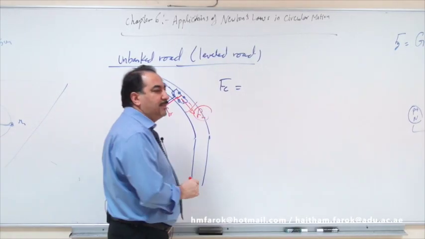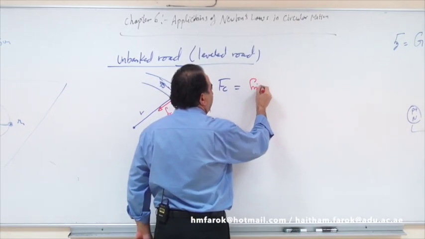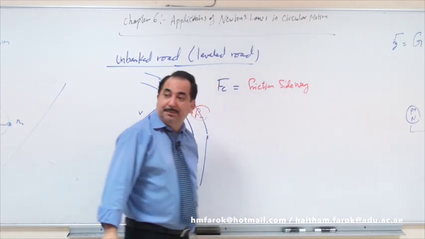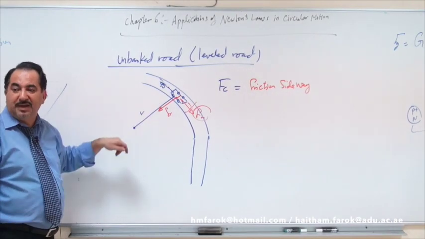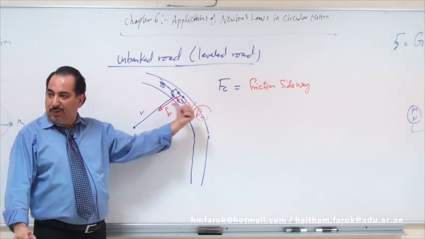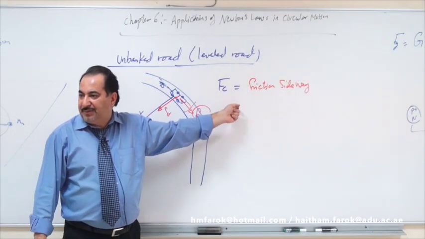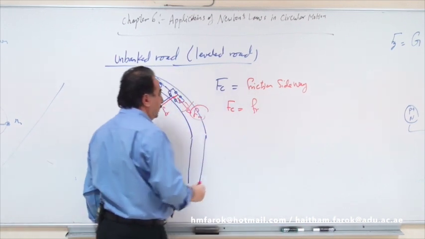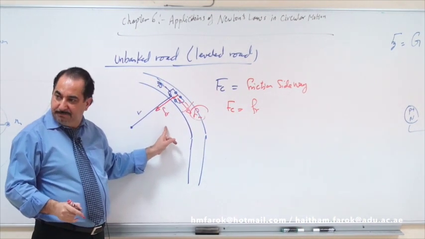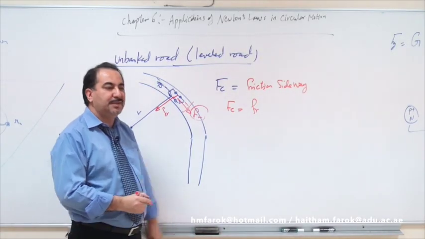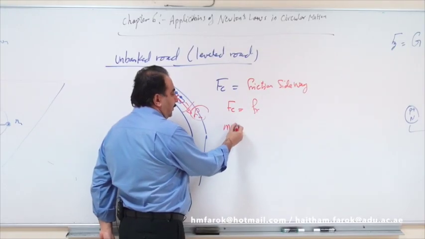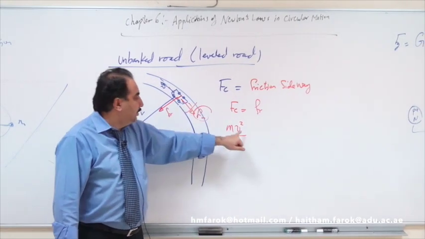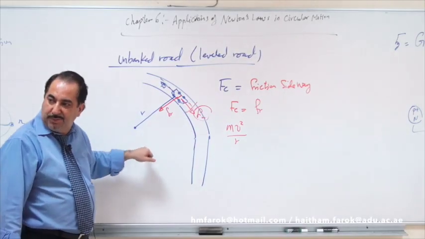So what we say, FC comes from what? Friction sideways towards the center. So now this force is towards the center, then it's equal to FC. Now FC equal a friction force. But remember, I don't mean this, I mean this one. Now let's replace them. What is FC? M V square over R. What is M? Mass of the car. V, speed of the car, R, radius of the road.